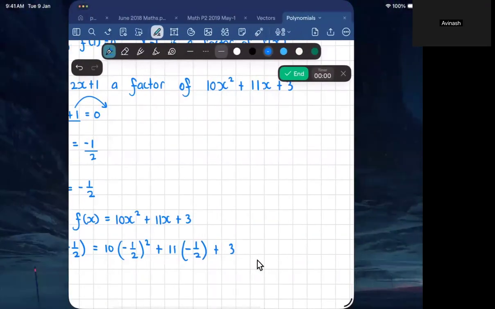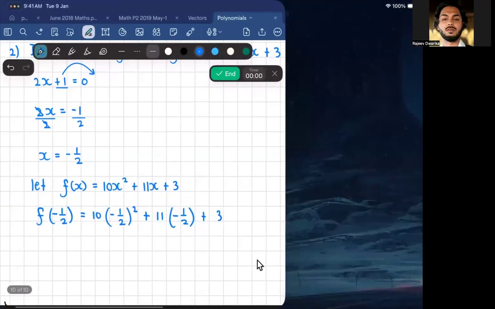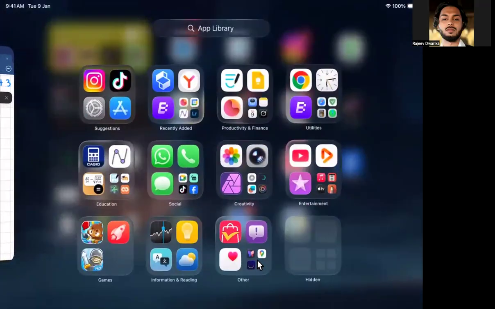Yep. Okay, now we're going to show you how to plug that into your calculator. Let's do that now.